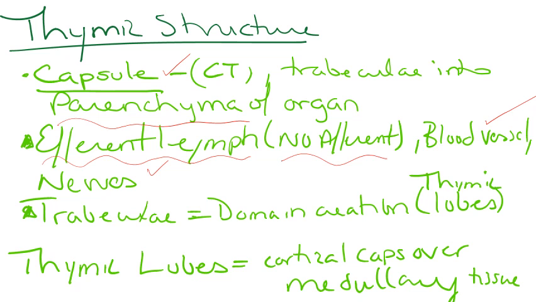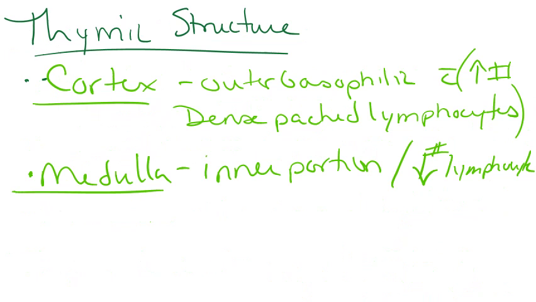The trabeculae create domains or thymic lobes. These thymic lobes are essentially cortical caps over the medullary tissue. And what that means is that we have the medulla, or the medullary tissue, and then we have our cortex over it. Continuing along with the thymic structure, the cortex is very basophilic, so it stains very dark blue, with an increased number of densely packed lymphocytes. The medulla is the inner portion, and there's going to be a decreased amount of lymphocytes, so it's going to be lighter stained.